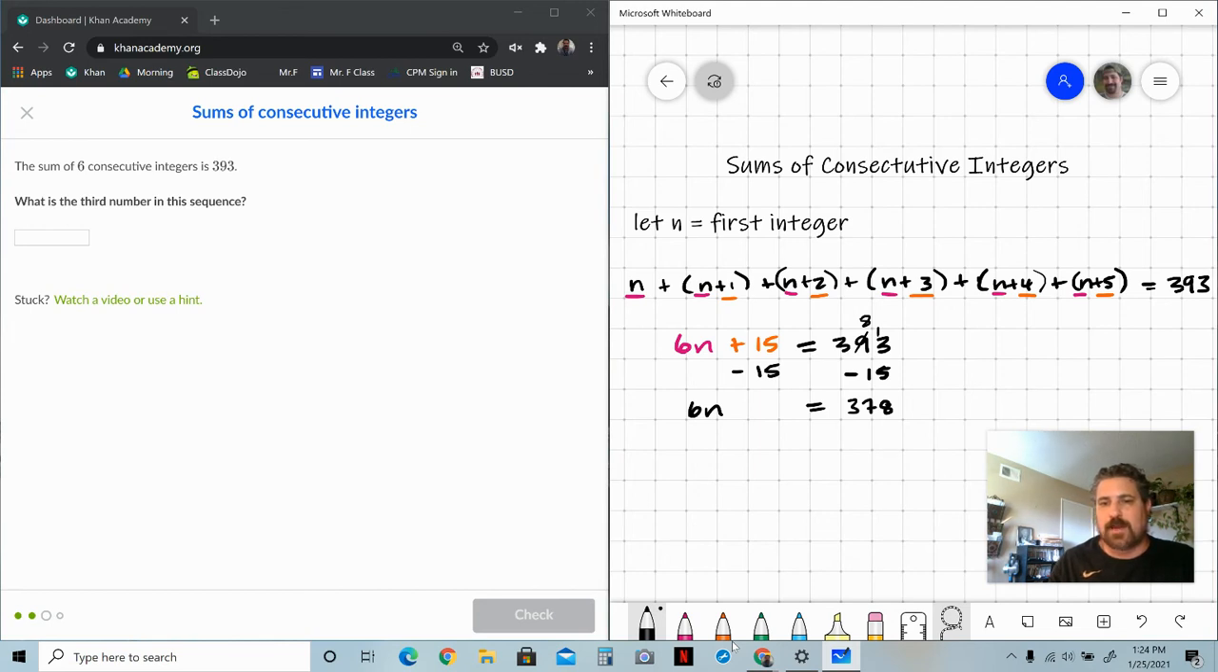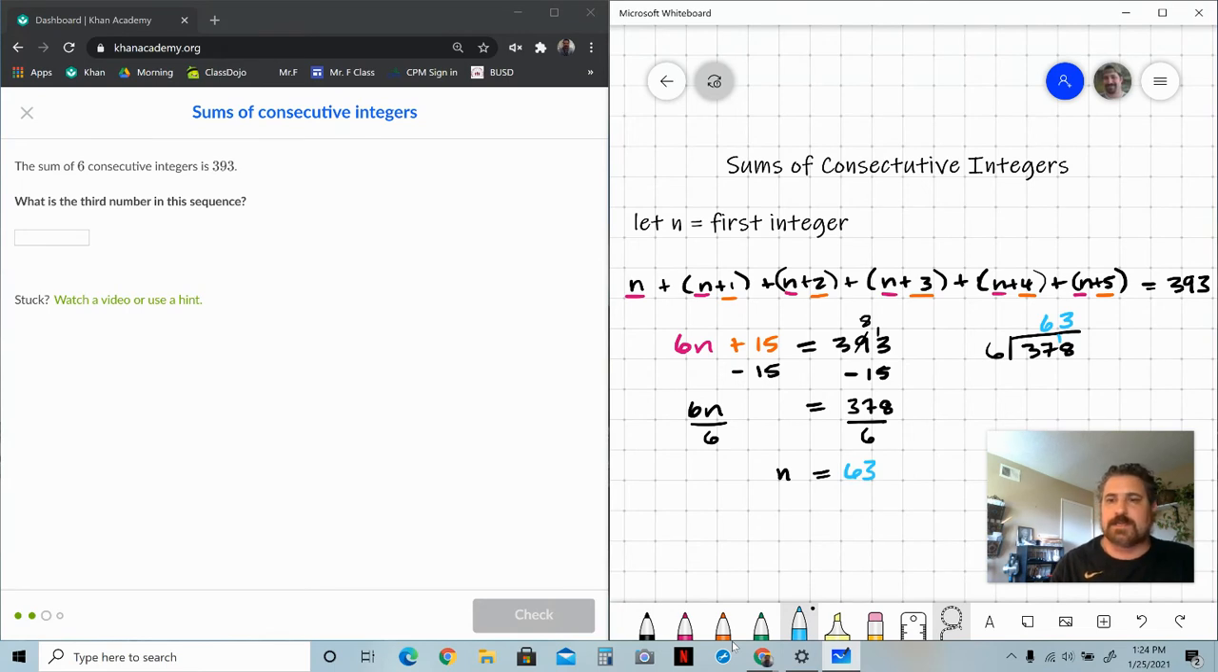Then you're going to divide both sides by 6 to find the value of the first integer. So you get 378 divided by 6. 6 goes into 37 how many times? 6 times, with 1 left over. 6 goes into 18 3 times. So your n is going to be 63.